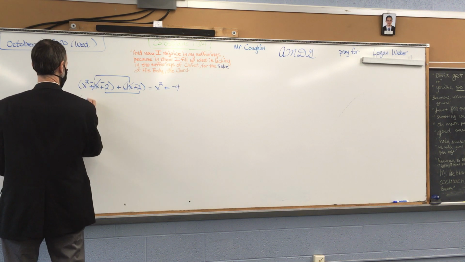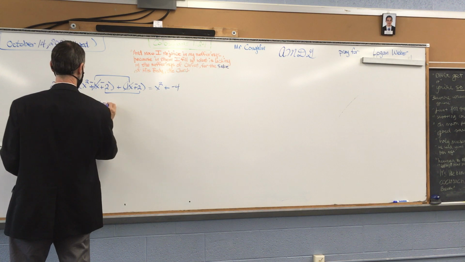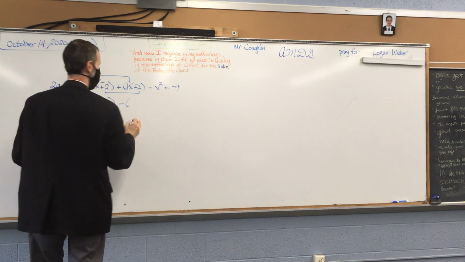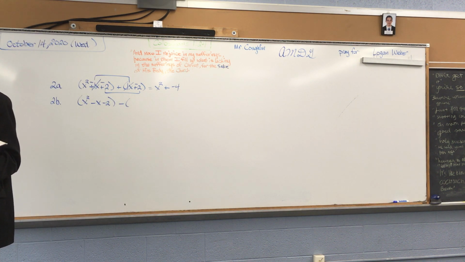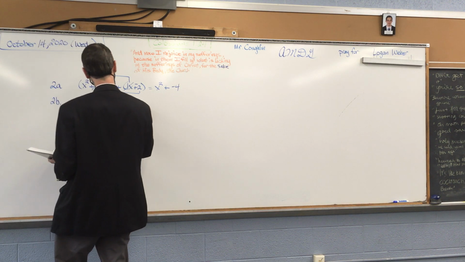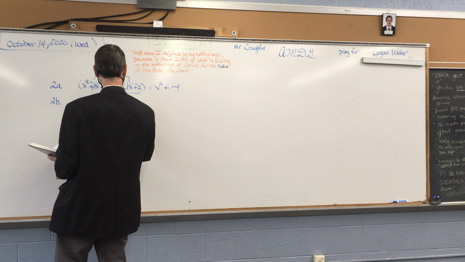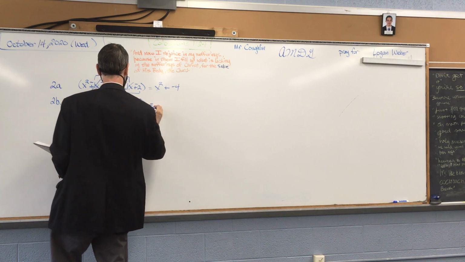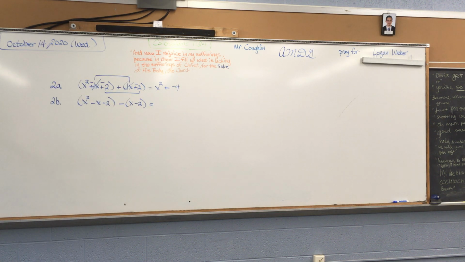You have to start with x squared minus x minus 2, and then subtract. The parentheses are important. Whenever you plug anything in, use parentheses. If there are no parentheses, you'll probably get the wrong answer. Let me show you why. Here's the problem with the subtraction.